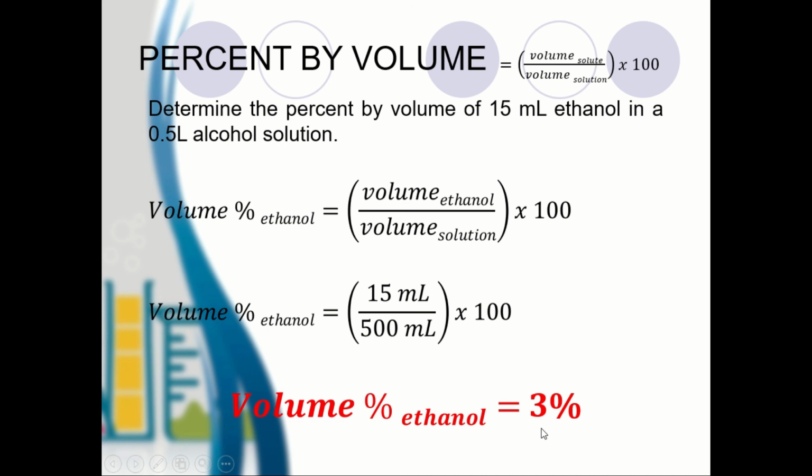So, pareho lang siya ng computation sa percent by mass. Ang pinagkaiba lang nila ay yung unit na ginagamit. For percent by mass, we make use of units for mass such as kilogram, grams, pounds. For percent by volume, we make use of units of volume such as liter, milliliter, cubic centimeter. So that's it for module number 7, which is about types of solution. You may now work on your modules.